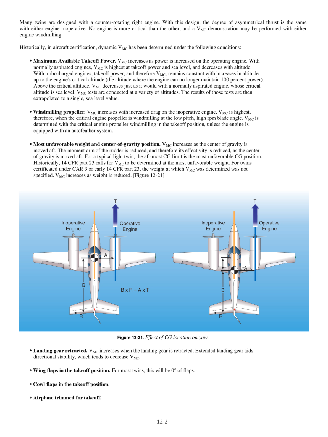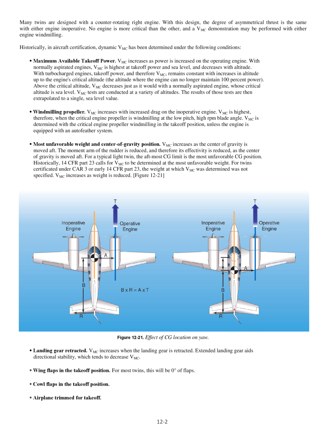The moment arm of the rudder is reduced, and therefore its effectivity is reduced, as the center of gravity is moved aft. For a typical light twin, the aftmost CG limit is the most unfavorable CG position. Historically, 14 CFR Part 23 calls for VMC to be determined at the most unfavorable weight. For twins certificated under CAR 3 or early 14 CFR Part 23, the weight at which VMC was determined was not specified. VMC increases as weight is reduced.